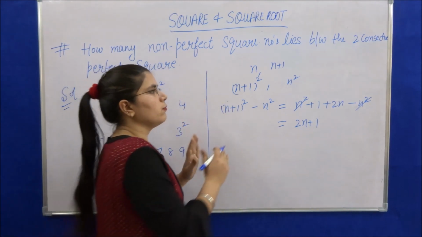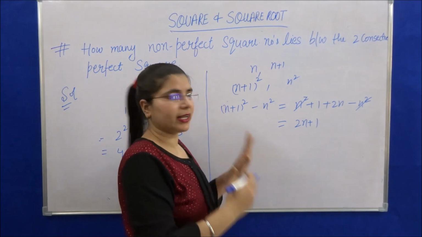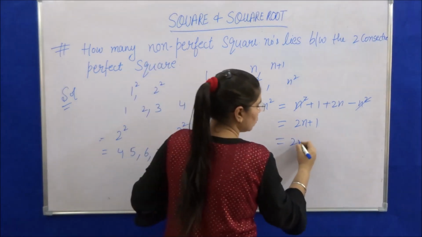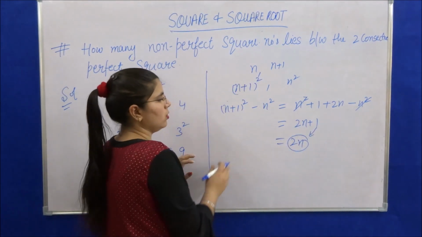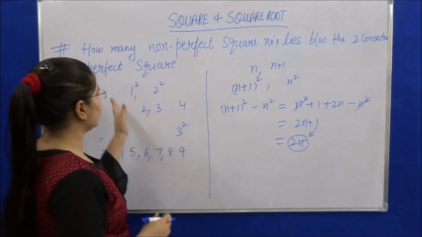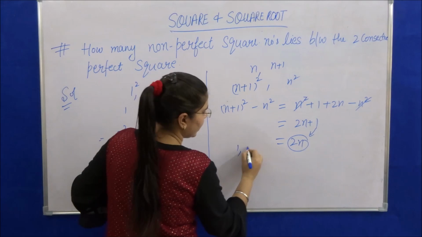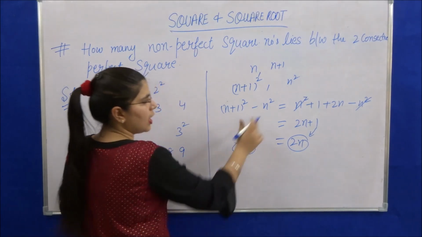So if we want to find the number of non-perfect squares between two consecutive square natural numbers, that will be equal to 2n, which is 1 less than their difference. Let us calculate this again by this general method. Here 2 is n plus 1 and 1 is our n.